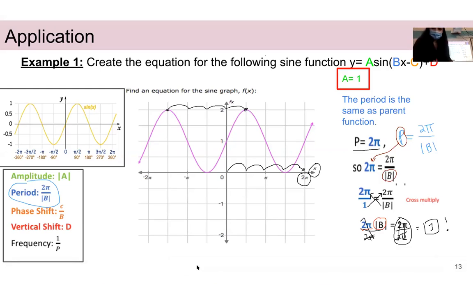So our b value, everyone, is going to be 1. So b is equal to 1. Again, we could just say b is equal to 1. So we have a, we have b, there's c in this, then there's also d that we still need to figure out from this.